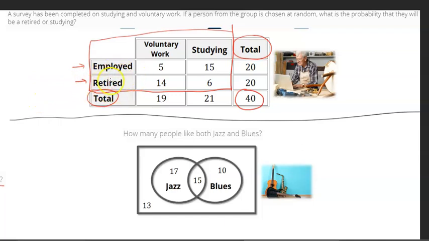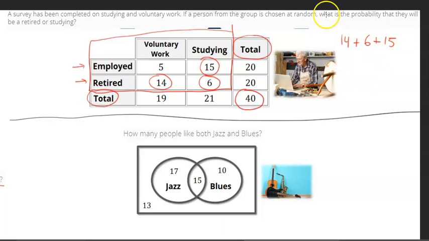So from the retired category, you can either be retired and do voluntary work. You can also be retired and be studying. Regardless of what you're doing out of these subcategories, you'll be retired. So in this case here, we have 20 people. All right, so I'll just write this on the top here. So we've got 14, and I've got another 6. And then we also want to figure out who else is studying. Well, we've already got the subcategory of the retired people that are studying, but we also have to include the employed people that are studying too. So this 15 is also included.